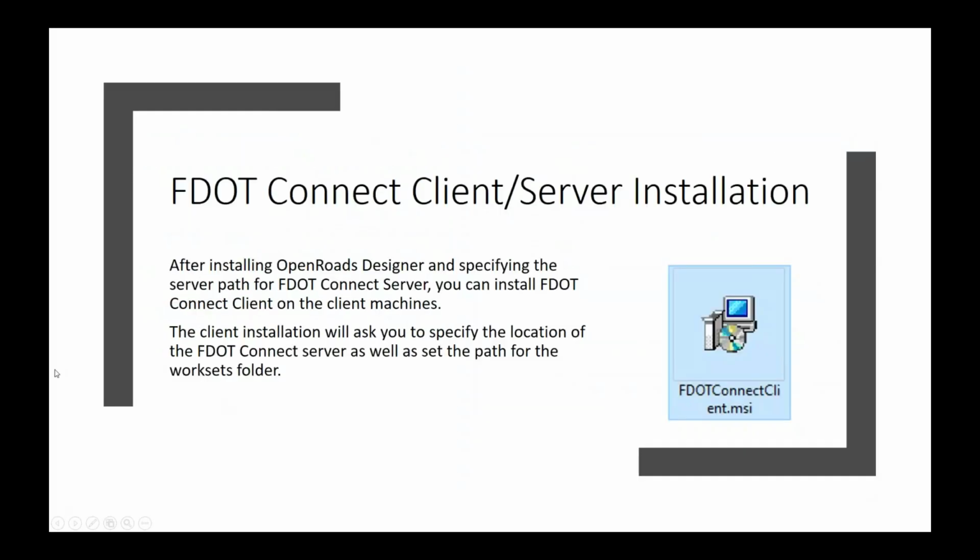All right, after installing FDOT Connect server on your CAD server and OpenRoads Designer on the client machine, then you're going to install the FDOT Connect client software on the client machine. The client installation is going to ask you some similar questions to the workstation installation. It's going to ask you for a local installation location. It's going to ask you where the FDOT Connect server folder is because it wants to know where the server folder is too, and then it'll ask you for that Worksets folder, which you can specify.